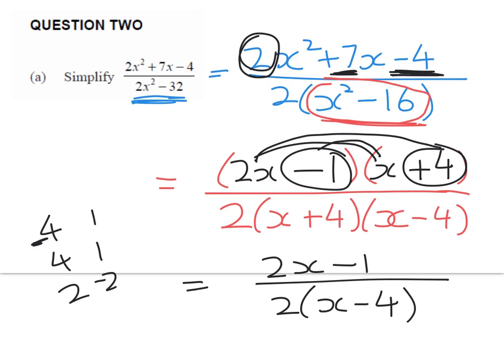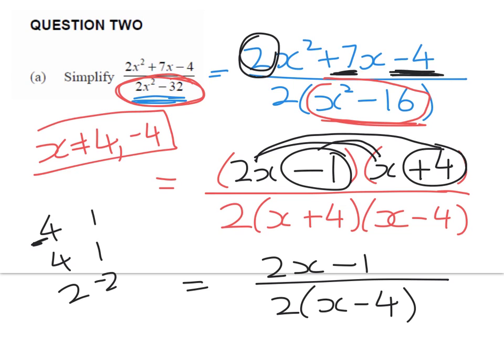And just note that because we've got this as the denominator, we can't have x equal to 4 or negative 4, because then we'd be dividing by 0. On the next slide, I'm just going to go through how we could factorise the numerator if we didn't manage to get it by guess and check. So I'm going to go over grouping.